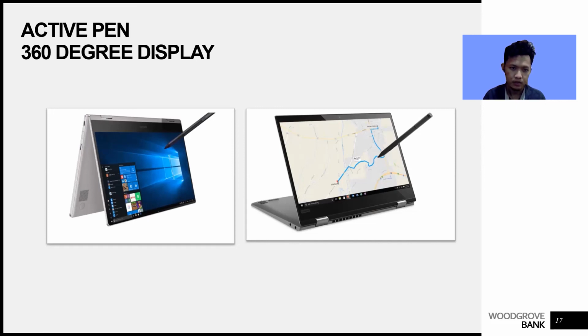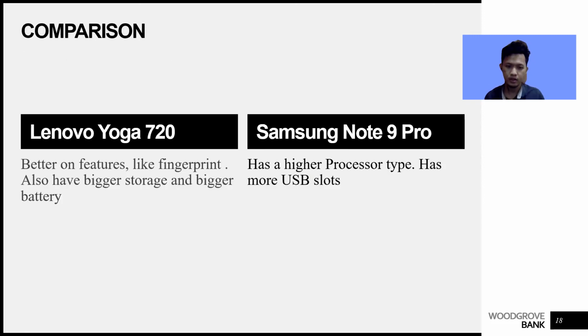Then the next is the comparison of these two devices. Lenovo has better features because it has a fingerprint scanner, a bigger storage, and a bigger battery. And Samsung Notebook 9 Pro has a higher processor type and more USB slots. It depends on you: if you want a notebook that has bigger storage and battery, you can choose the Lenovo Yoga. And if you want the higher processor type and more USB slots, you can choose the Samsung Notebook 9 Pro.